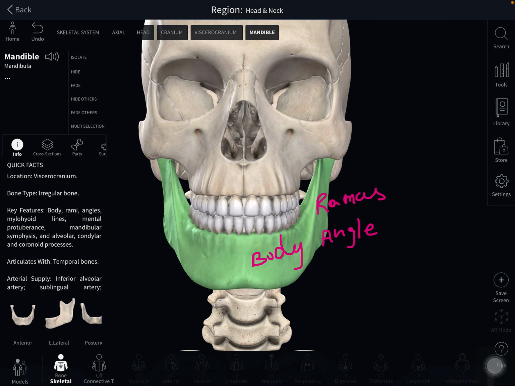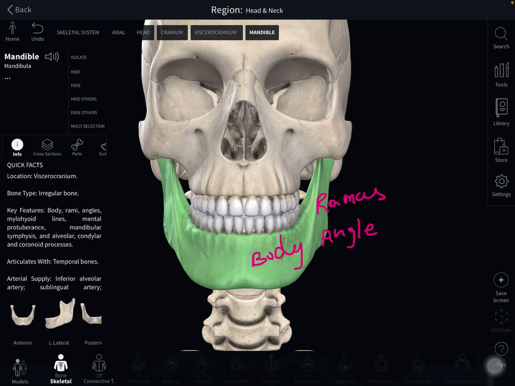Now we will move on to the topic, mandible. Mandible is the lower jawbone and it comes under the viscerocranium, and it is an irregular bone. It consists of two parts which are labeled, you can see. The mandible is marked green in color. It consists of two parts, body and ramus, which meet at the angle of the mandible. So these are the two parts of the mandible.